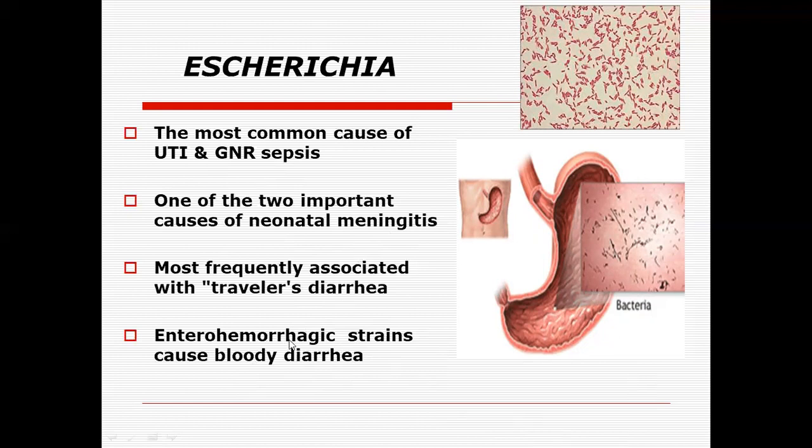Traveler's diarrhea is very common, and not all strains of Escherichia cause traveler's diarrhea. Only the lysogenized strains that have been infected with phages and have received the genes cause the bloody diarrhea. And the strains of Escherichia coli that cause bloody diarrhea, traveler's diarrhea, we call the enterohemorrhagic strains. Enterohemorrhagic strains of Escherichia coli are responsible for the bloody diarrhea.